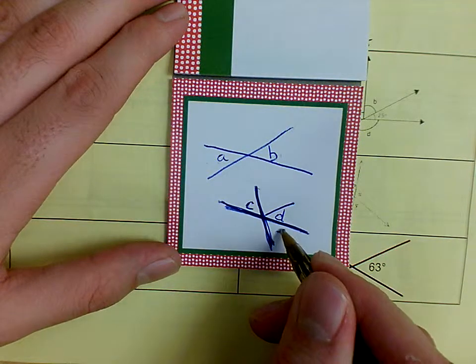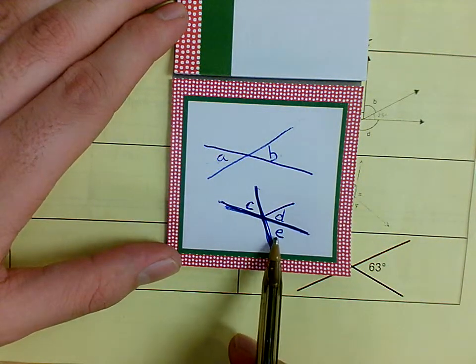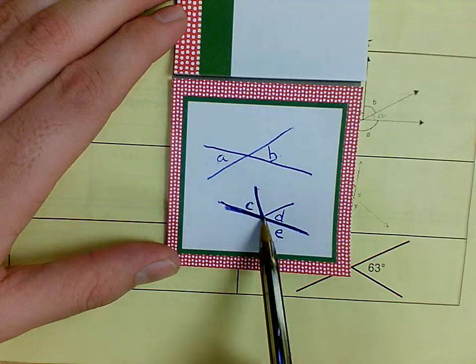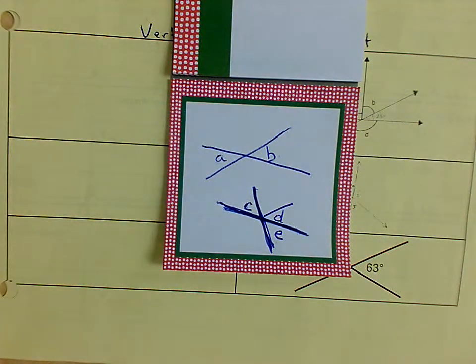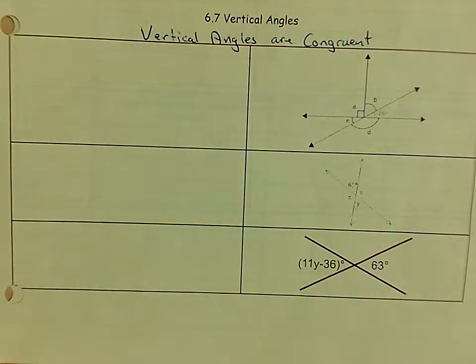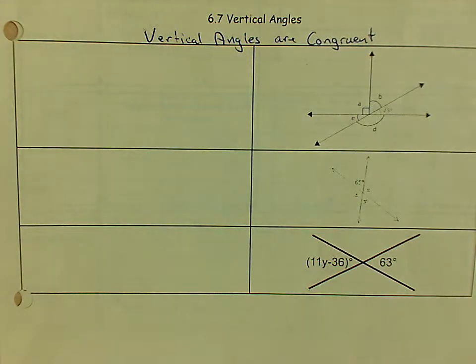So actually C is a vertical angle to this E right here. So we use the same two lines to make the angles. If you can get that concept, you will be perfect for today. So let's look at our notes. I'm going to actually work from down to the top.